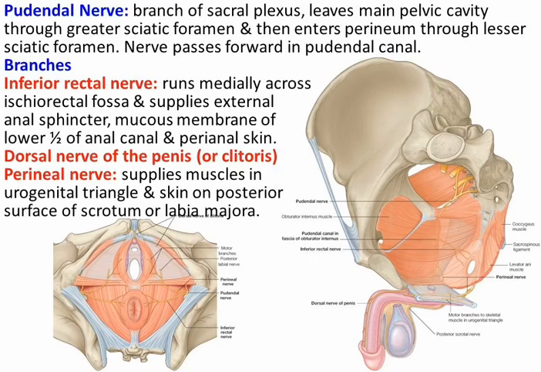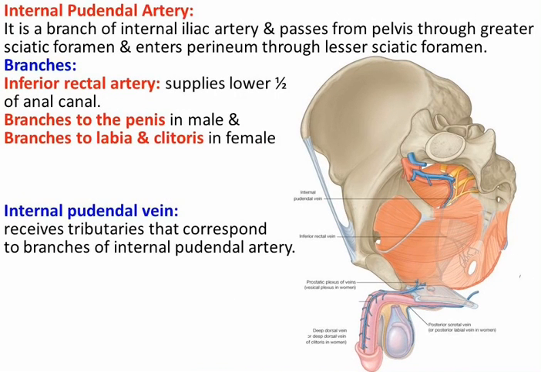Perineum, nerves. The pudendal nerve, a branch of the sacral plexus, leaves the main pelvic cavity through the greater sciatic foramen and then enters the perineum through the lesser sciatic foramen. The nerve passes forward in the pudendal canal. Branches: the inferior rectal nerve runs medially across the ischiorectal fossa and supplies the external anal sphincter, mucous membrane of the lower half of the anal canal and perianal skin. The dorsal nerve of the penis or clitoris, and the perineal nerve, which supplies muscles in the urogenital triangle and skin on the posterior surface of the scrotum or labia majora.